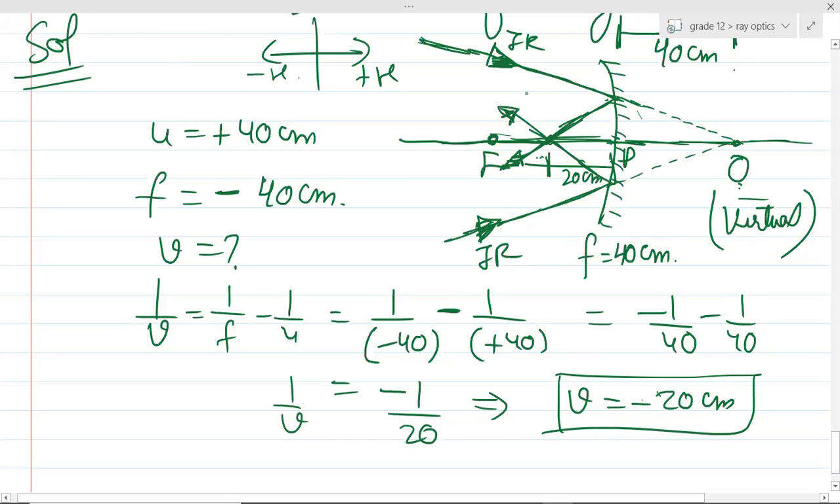Guys, can anyone tell me what kind of image this will be? Can you see the rays are actually meeting? Real image. So the image will be real. Is this clear? Is this clear, guys?